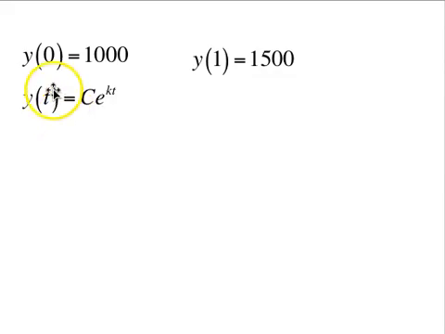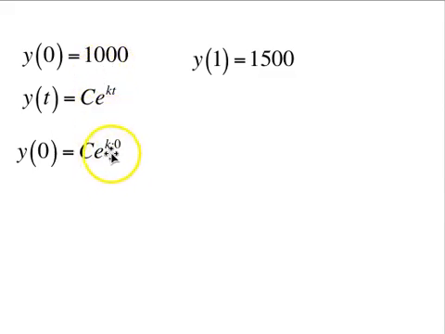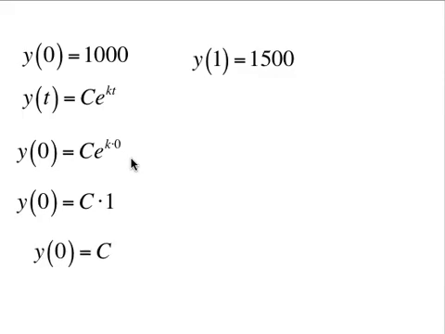If y of t is Ce to the kt and y of 0 is 1,000, what does that tell me? y of 0 is Ce to the k times 0, but that's e to the 0, that's just 1. So y of 0 is C times 1. So y of 0 is C and y of 0 is 1,000. Put it both together, what does that tell you? C must equal 1,000.